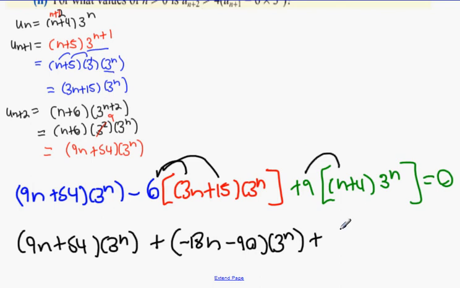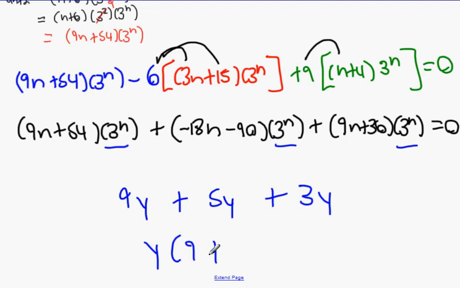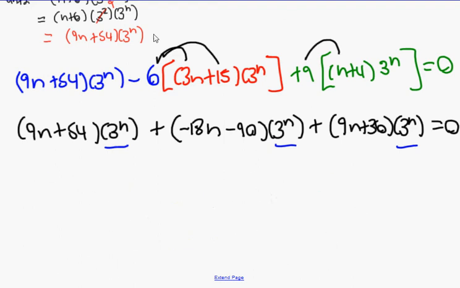Now, what about the next one? 9n plus 36, bracket 3 to the n, equals 0. Now what do you notice about every single one of these? They all have a what in it? 3 to the n. Now lads, the way you can do this is very similar to this. If I had 9y plus 5y plus 3y, I could technically write it like this: y into 9 plus 5 plus 3. I'm going to do the same thing here. I'm going to take out 3 to the n.